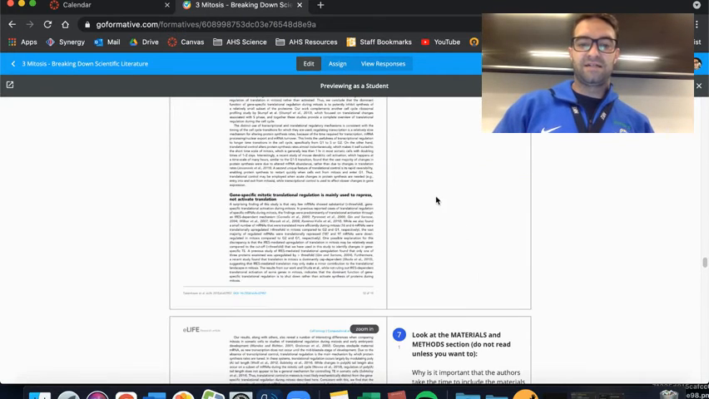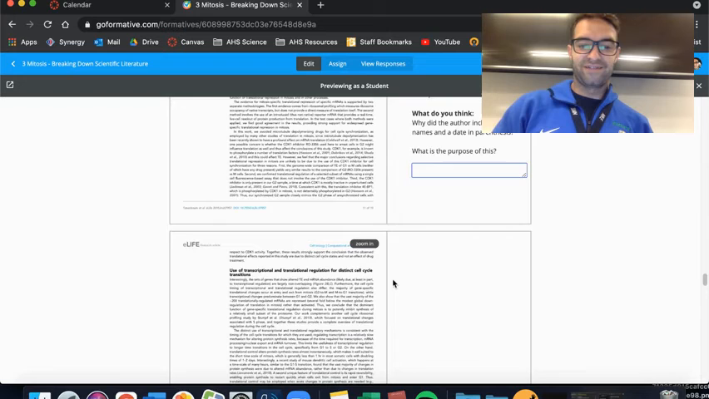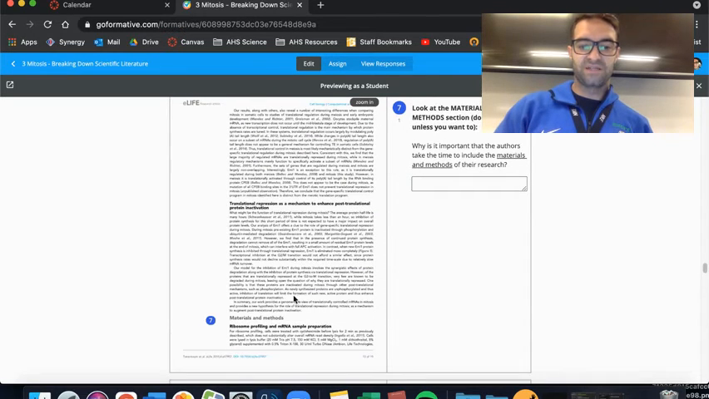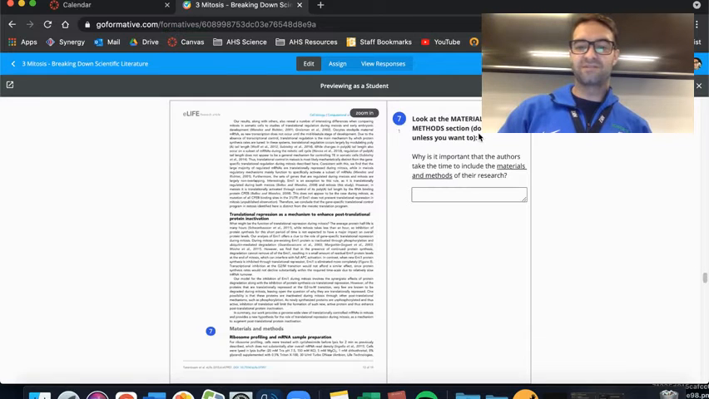All right, again, scrolling down, I should have said you do not need to read this here. Number 7, okay, materials and methods is the next section. Look at the materials and methods section. Do not read unless you want to. You can. But why is it important that authors take the time to include the materials and methods of their research?